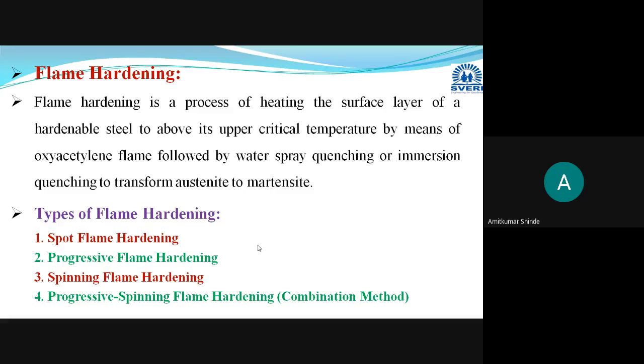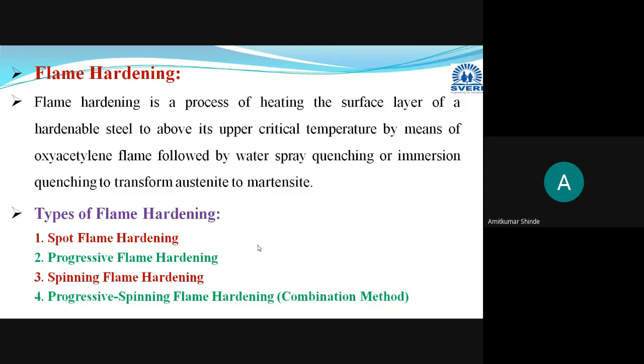Now, there are two methods of surface heat treatment in which we increase the surface hardness of the steel material without changing its composition. There are two types: flame hardening and induction hardening. These two types we are going to discuss in today's lecture, along with their subtypes, if any. So we will start with flame hardening.